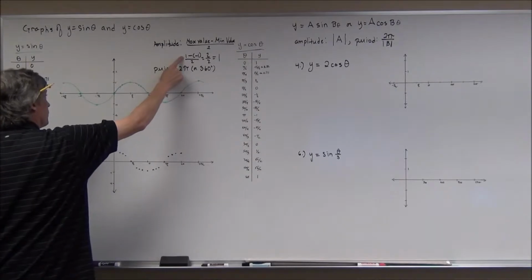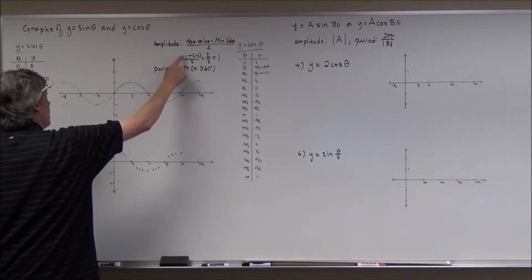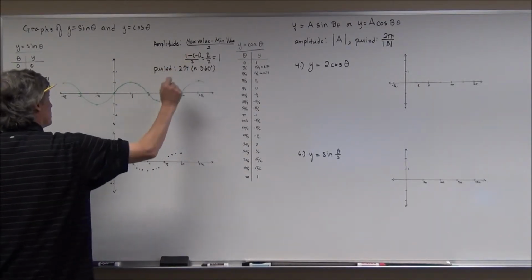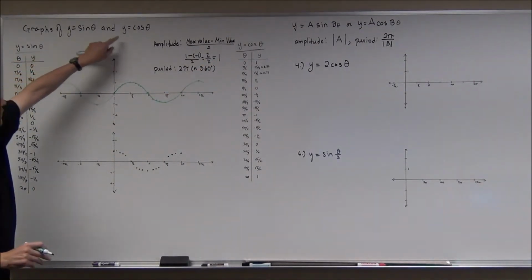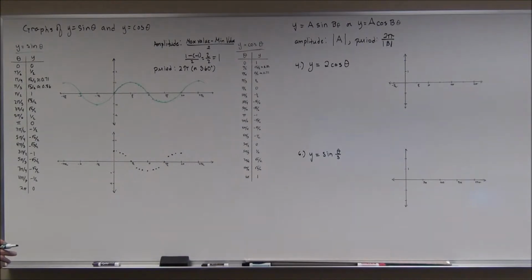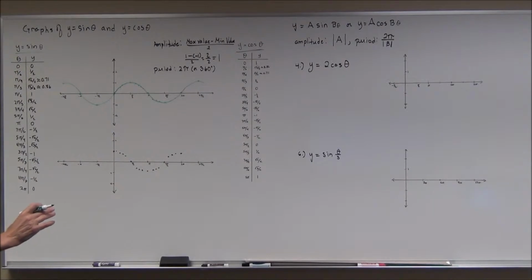So the maximum value is 1, the minimum value is -1. 1 minus a -1 divided by 2, which turns out to be 1. So as it turns out, for both of these functions, the amplitude is 1. The other 4 trig functions don't have amplitude, as you'll see when you get to those sections where you're graphing those. But for sine, for cosine, they do have amplitude.